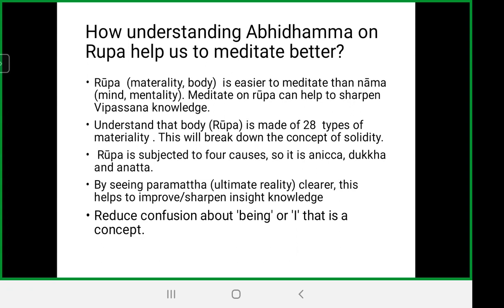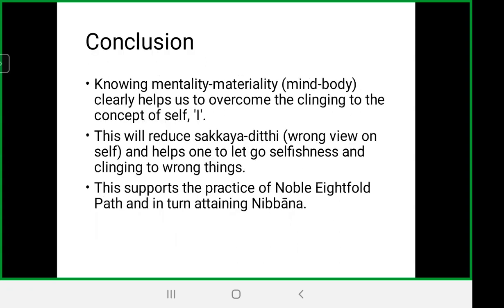And when you meditate on rupa, it helps to reduce the confusion about whether this is a being or I. This is just a concept. Conclusion: knowing the Nama-rupa, mentality and materiality, can help us to overcome the clinging to the concept of self and I. The main thing is to reduce this sakkayaditthi, wrong view of self. And by removing this wrong view of self, it helps us to let go of selfishness and clinging to wrong things. So it supports the practice of the Noble Eightfold Path and then the attaining of Nibbana.